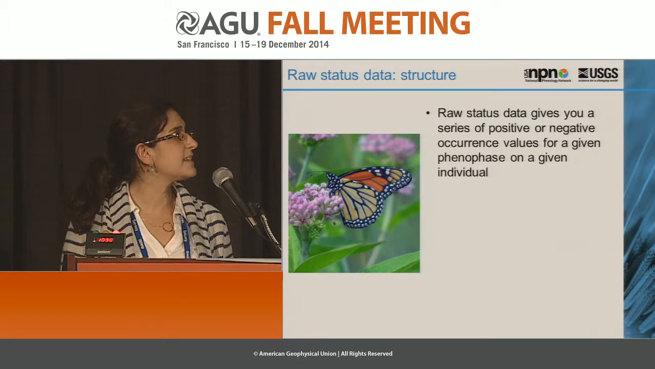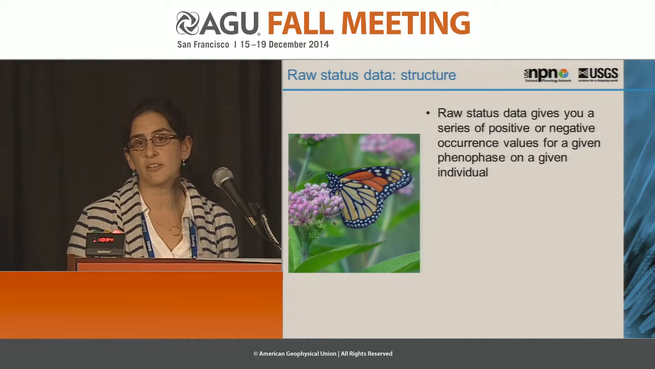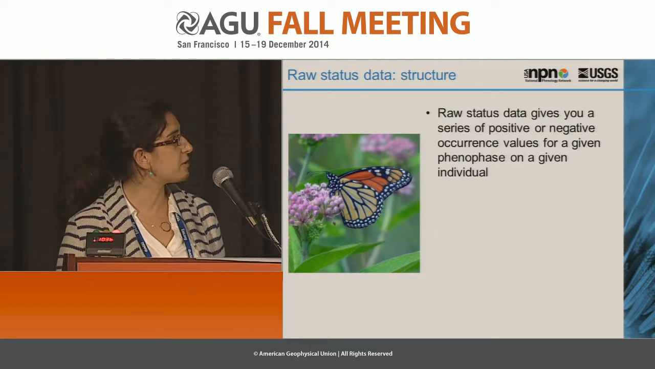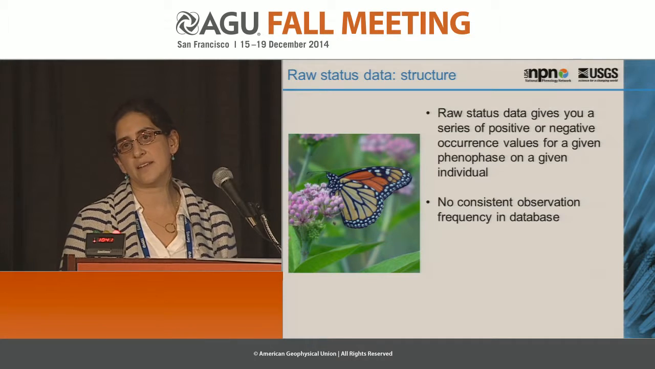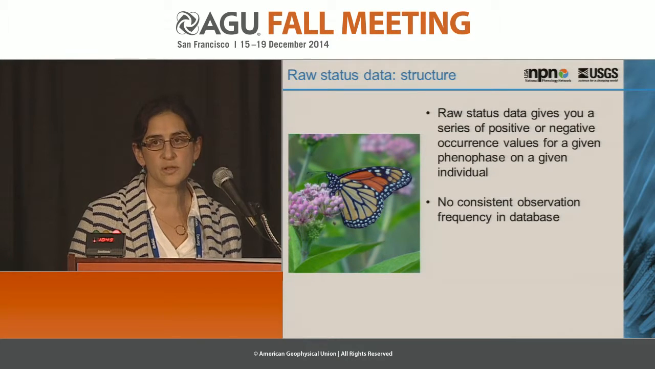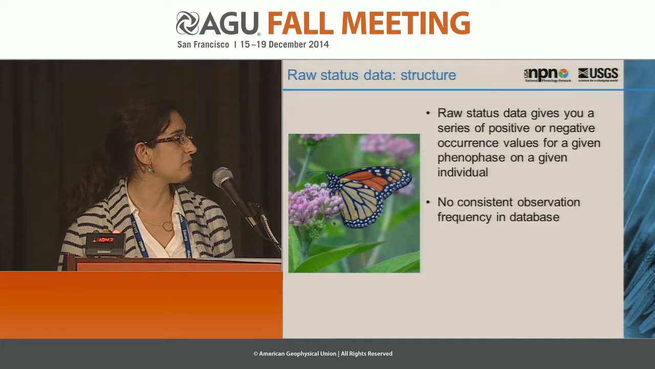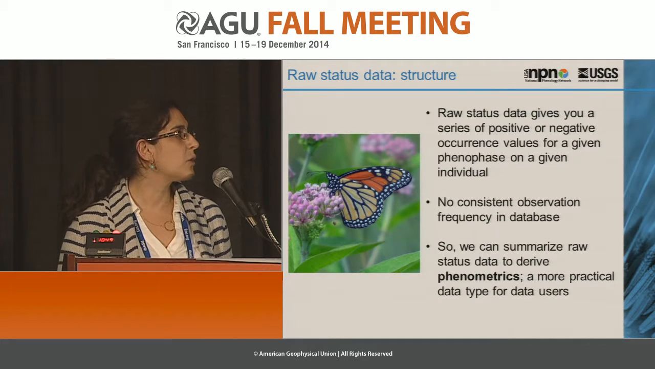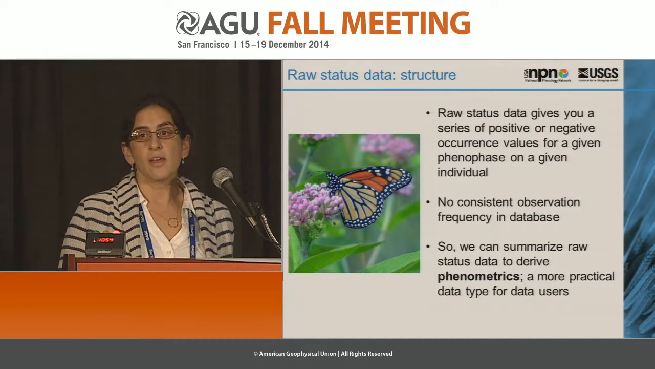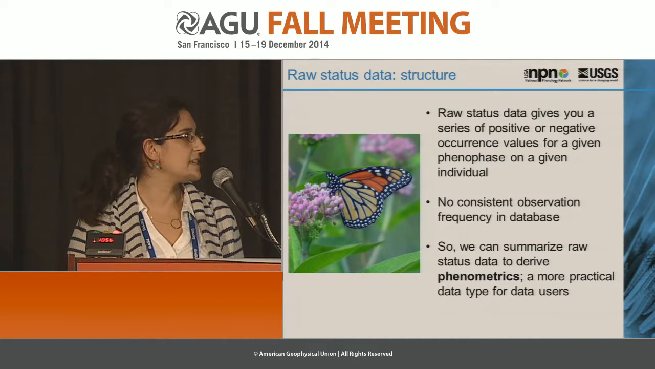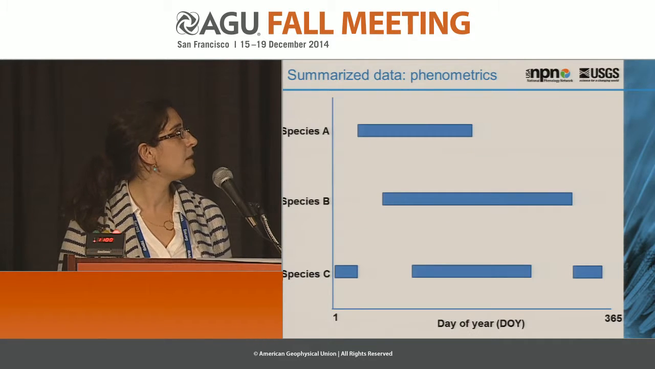And so this raw status data gives you a series of positive or negative occurrence values for a given phenophase on a given individual on a particular day. But there's no consistent observation frequency in the database due to the fact that it's many individuals and groups and organizations collecting and contributing data to the National Phenology Database. So we can summarize this raw status data and derive phenometrics, which we've found to be a more practical data type for most data users and applications.